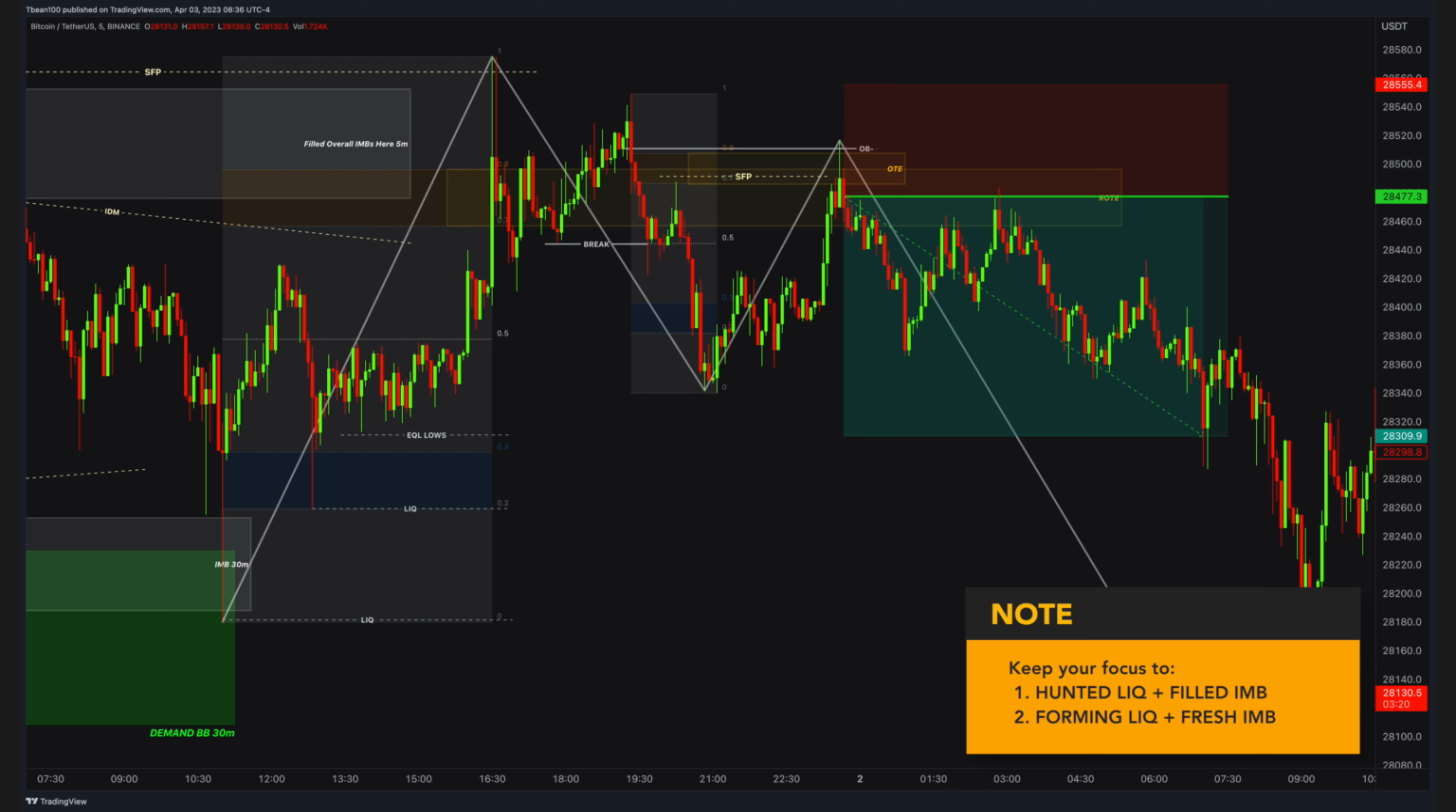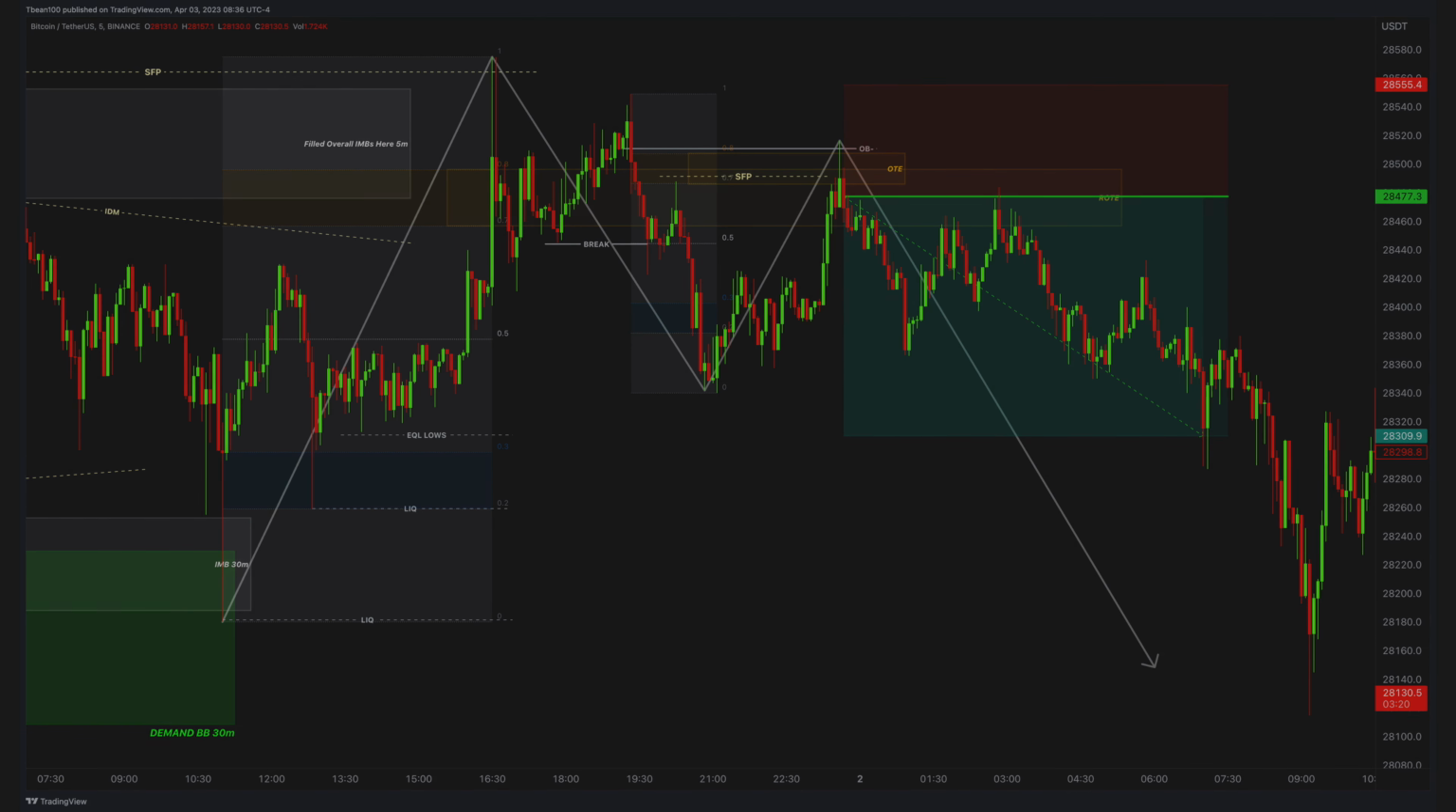Now, this was the second scalp. Just forget everything that I have said up until now. Focus on two things only. 1. Hunted liquidity and filled imbalances. 2. Forming liquidity and fresh imbalances. Price is just a ball that will keep bouncing between these structures.